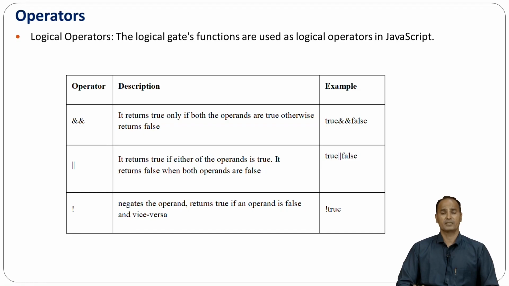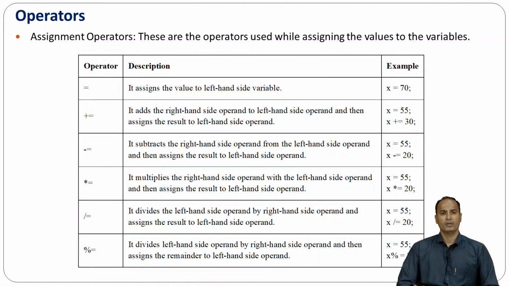Then logical operators are specified by the ampersand, pipe sign and not sign. And assignment operators supported by JavaScript are equal to, plus equal to, minus equal to, multiplication equal to, division equal to, and modulus equal to. It is the same as A is equal to A plus B, like that.